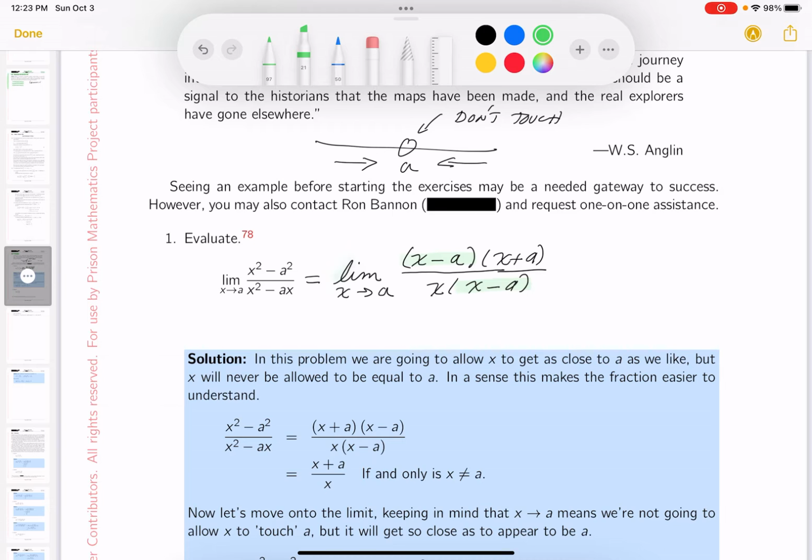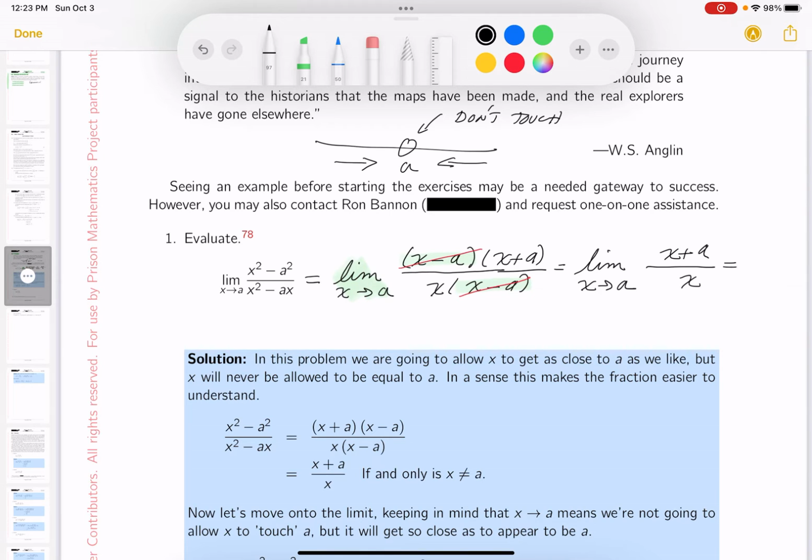Well, what does this say? It says get close to a, but you're not touching it. So there's one thing I know about this. I know that this thing is not 0. So we're going to cancel it off. And let me write this down now. Equals the limit as x gets close to a. The way we read that is a limit as x approaches a. And what do I get on top? x plus a over x.